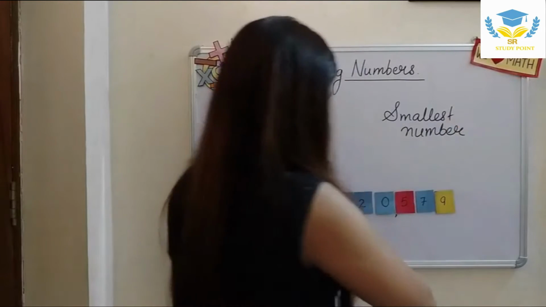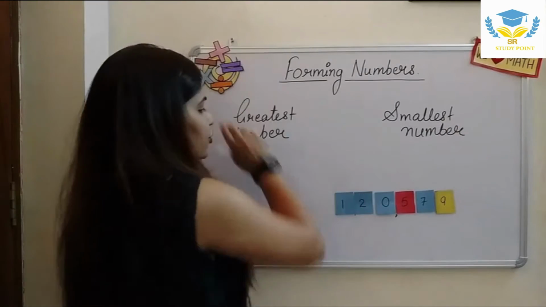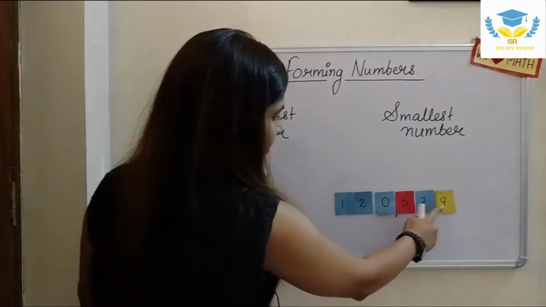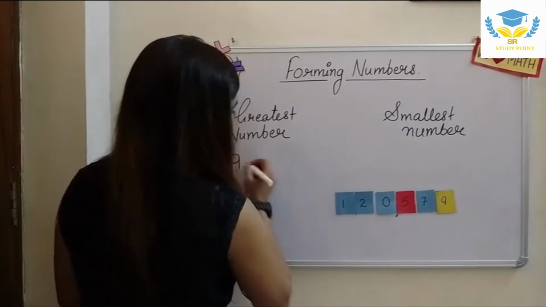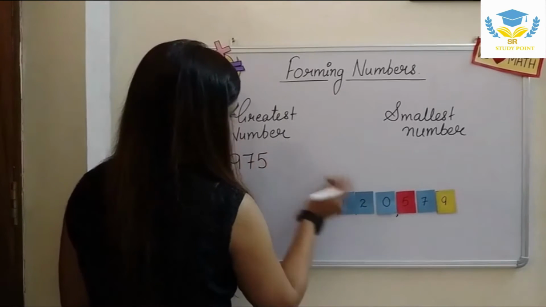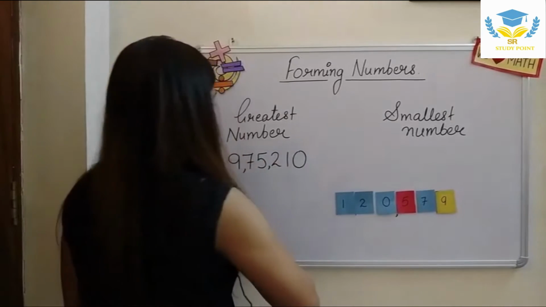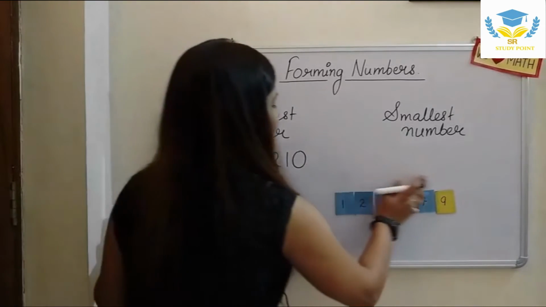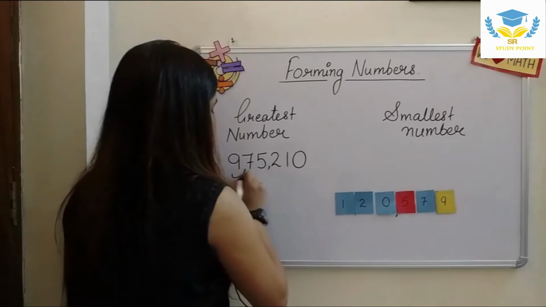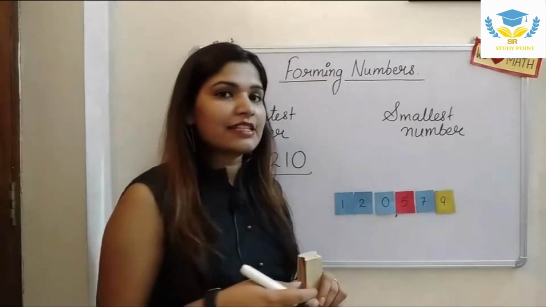Now, if somebody asks to form the greatest 6-digit number using these digits, so what will be the number? The greatest one will be 9. Then, yes, very good, 7. Then 5. Then 2, 1 and 0. So the greatest number formed by using these digits is 9,75,210.